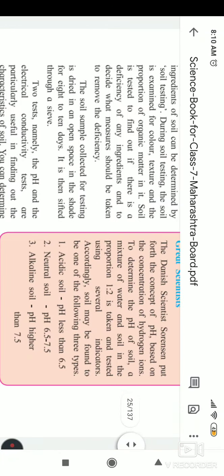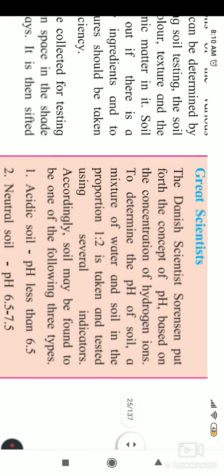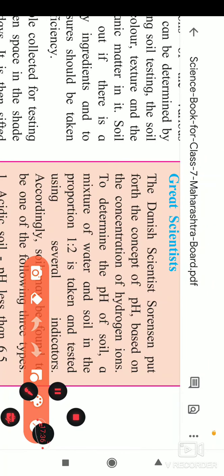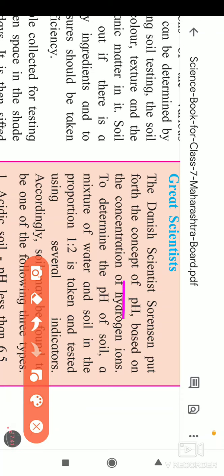Now we will see what is acidity, the pH of the soil. The Danish scientist Sorensen put forth the concept of pH. pH means concentration of hydrogen. H is hydrogen, meaning how much hydrogen is present in the given solution, which is determined. A mixture of water and soil in the proportion of 1:2.